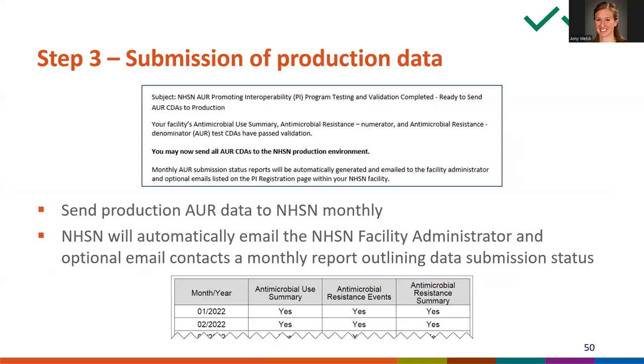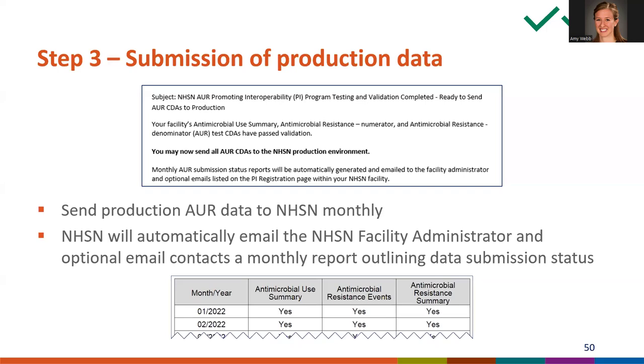And then step 3, submission of production data. So for those of you that plan to attest to option 2 for 2024, you will be sending your AUR production data to NHSN on an ongoing basis or monthly during your 180-day EHR reporting period. NHSN will automatically email the NHSN facility administrator, as well as those optional contacts, a monthly report outlining their data submission status. That'll look like the screenshot on the bottom of my slide here.